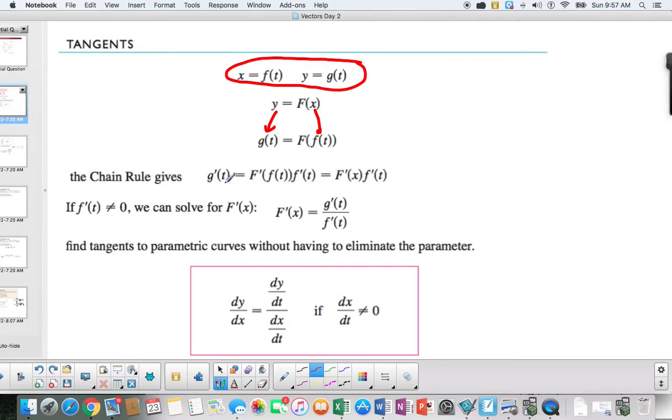So g prime of t is equal to the derivative of the outer with respect to the inner times the derivative of the inner. And that represents f prime of x, because this is an x. We're going to isolate that. f prime of x is g prime of t over f prime of t. And in fraction form, in the derivative of fractions, it looks something like this.